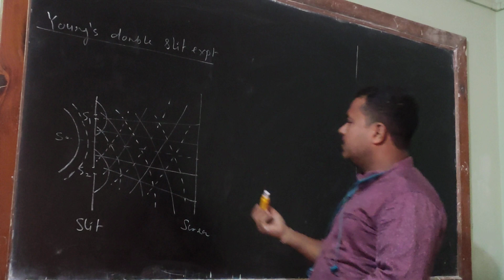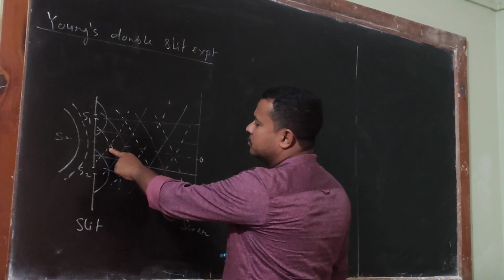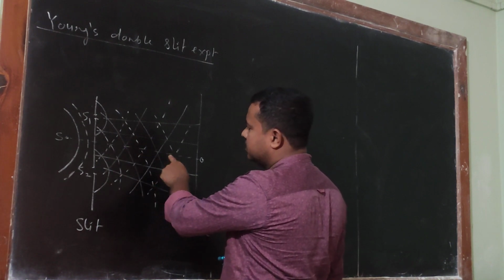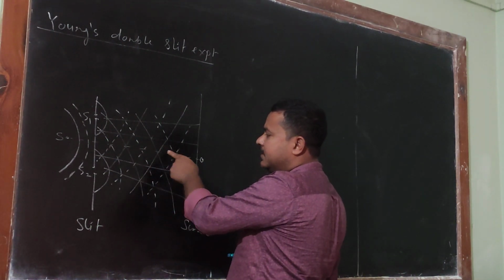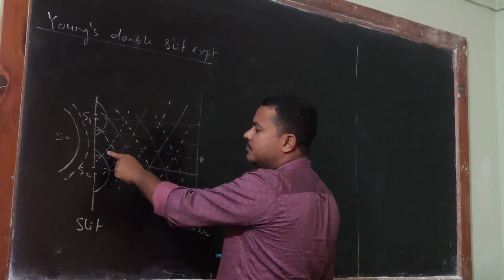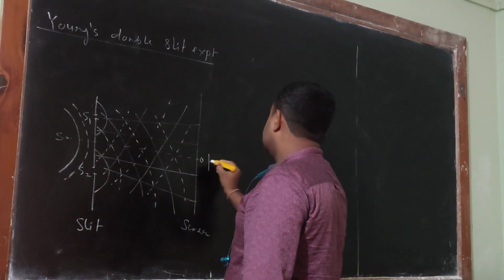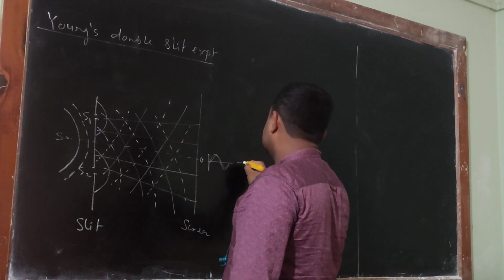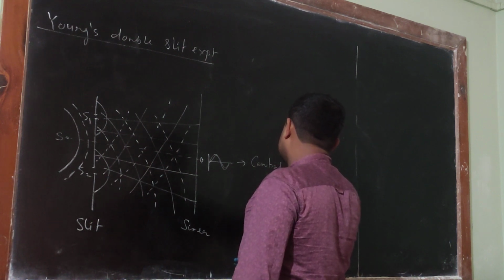Now here you see this is the center of the screen. Now here you see trough of both, crest of both, trough of both, crest of both, trough of both. That means what? Here the waves meet in same phase because crest of one follows the crest of other, trough of one follows the trough of other. So they meet in same phase. So this gives you maximum. So this is called central maximum.